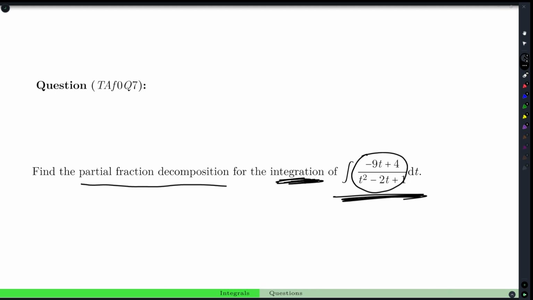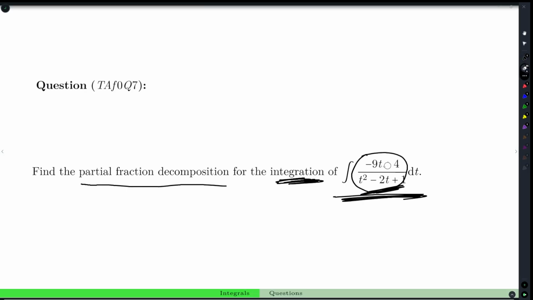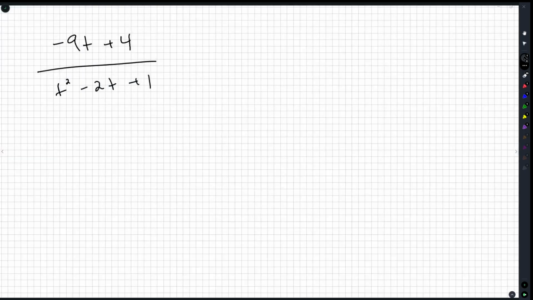So we will stop as soon as we can say, oh yeah, this thing is this plus that plus this simple fraction and so on. Okay, so let's take a look here. We've got 9t plus 4 over t squared minus 2t plus 1. Just going to double check. Always double check that you've copied things down right. Yep, looks good. So we're ready to continue on.